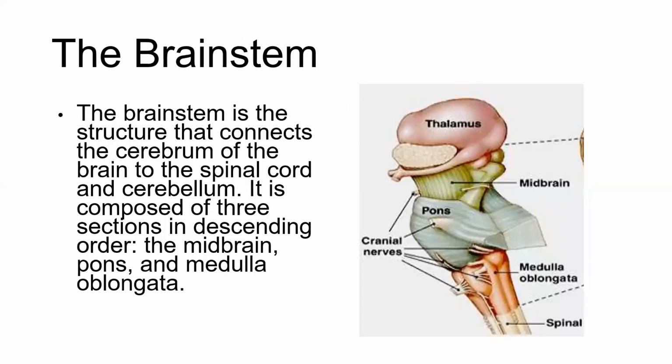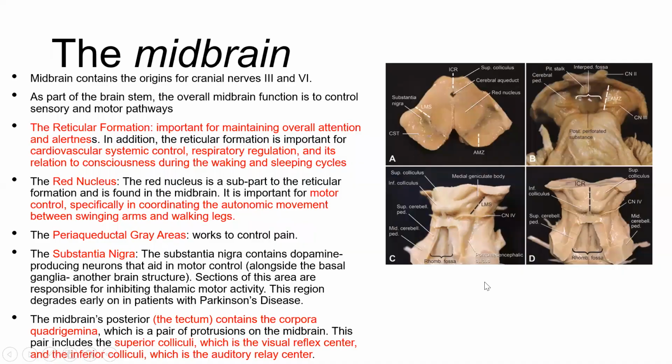Now coming toward the brainstem, which is the structure that connects the cerebrum of the brain to the spinal cord and the cerebellum, and it's composed of three sections in descending order. You can see the uppermost part is the midbrain, the middle is the pons, and the lowermost is the medulla oblongata. Coming towards the midbrain: the midbrain contains the origin for cranial nerves 3 and 4, that is the oculomotor and the trochlear nerve. And as a part of the brainstem, the overall midbrain function is to control sensory and motor pathways.